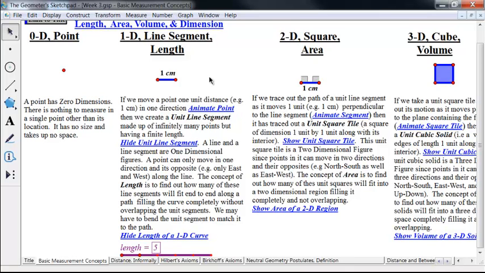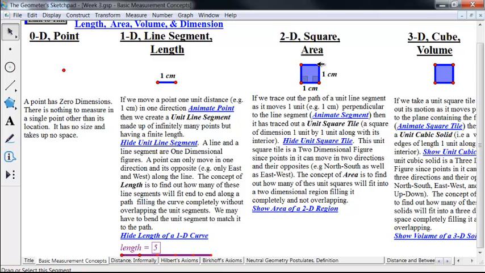Now, if we take a line segment, here's our 1 centimeter segment, and we're going to move that 1 centimeter segment in a way that is at right angles to itself, so in a perpendicular way. And when we animate that, what do we get? We're going to end up with a unit square. And so we generate a square area. And so that area is going to represent a two-dimensional object.